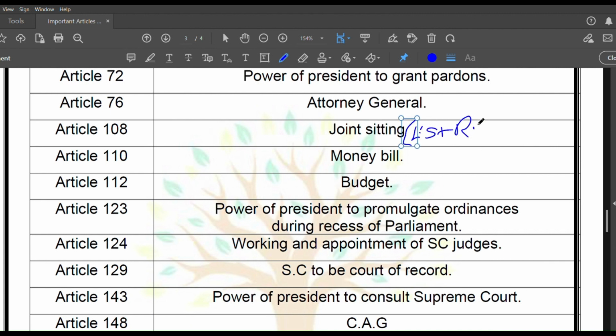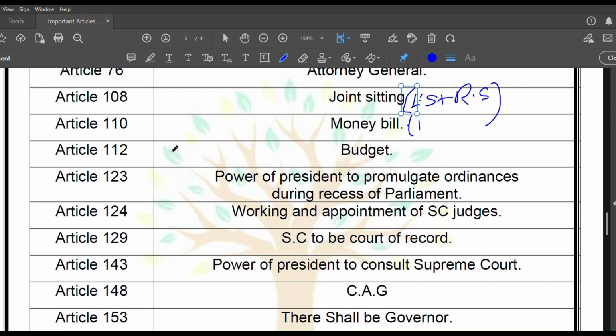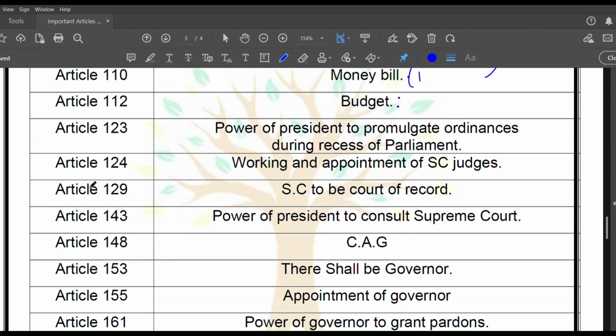Article 108 talks about joint sitting of Lok Sabha plus Rajya Sabha. Article 110 talks about money bill, and in case of money bill only Lok Sabha is powerful; they have the power to present and pass the money bill. Article 112 talks about the budget, that is annual financial statement. Article 123 talks about power of president to promulgate ordinances during recess of parliament.